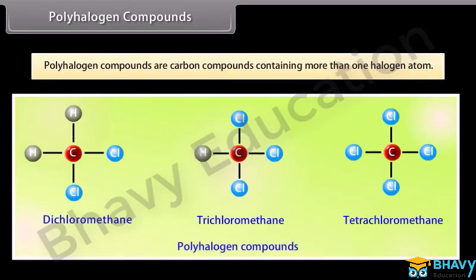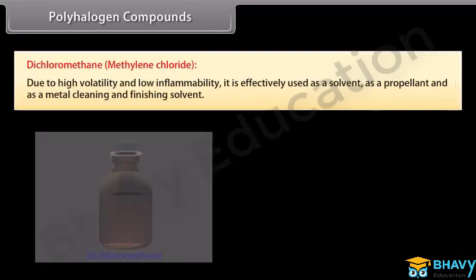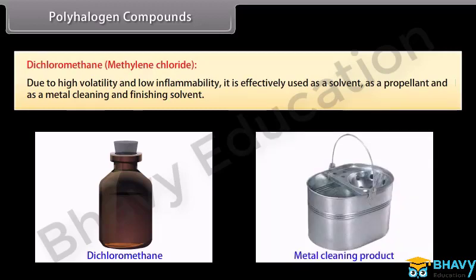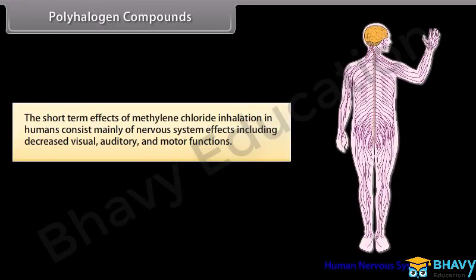Polyhalogen compounds. Polyhalogen compounds are carbon compounds containing more than one halogen atom. Dichloromethane or methylene chloride. Due to high volatility and low inflammability, it is effectively used as a solvent, as a propellant, and as a metal cleaning and finishing solvent. The short-term effects of methylene chloride inhalation in humans consist mainly of nervous system effects, including decreased visual, auditory and motor functions.